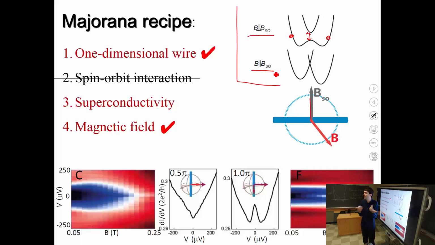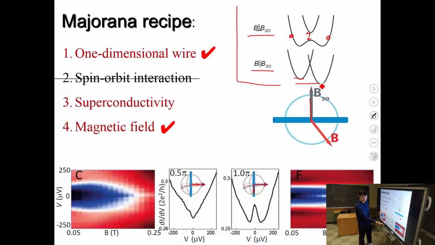You don't have 2 fields to couple these spin up and spin down here and open a little gap and lift spin degeneracy. You just have 2 spins shifted by a Zeeman energy here. So experimentally what that means is that if you align the 2 fields, the zero bias peak should disappear. And this is what was observed.